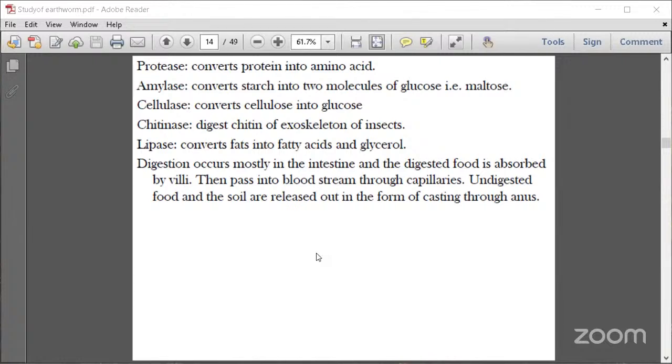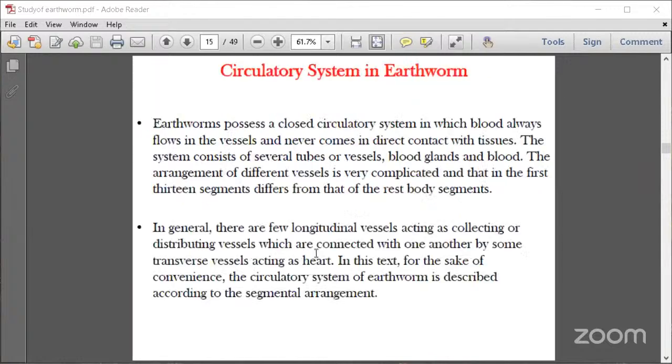Digestion occurs mostly in the intestine, and the digested food is absorbed by the villi and then passes into the bloodstream through the capillaries. The undigested food and the soil are released out in the form of castings through the anus.